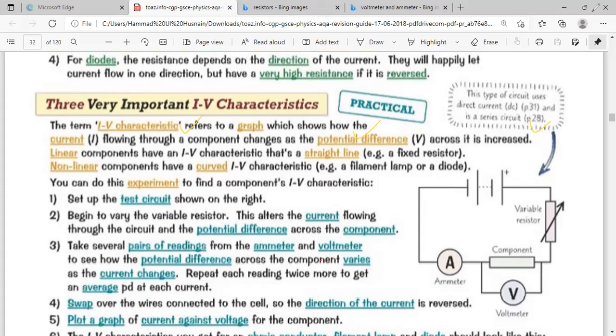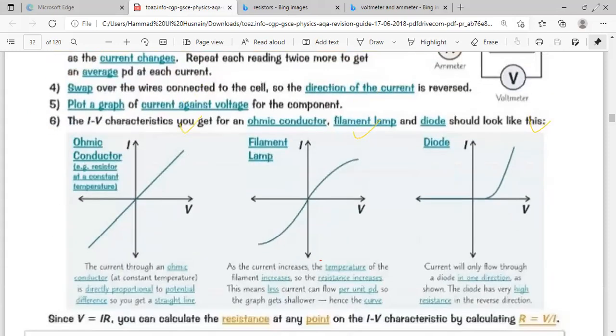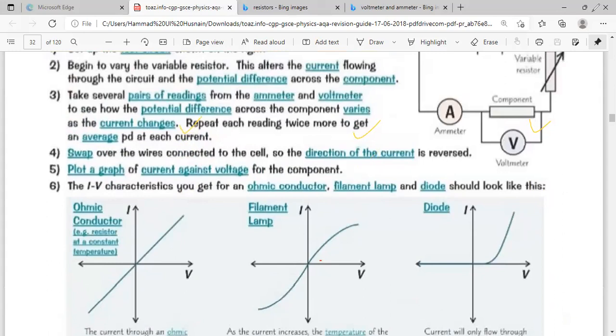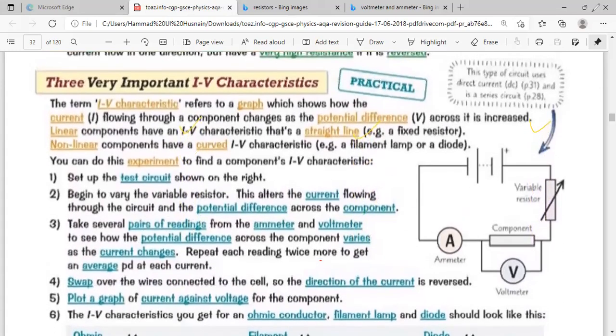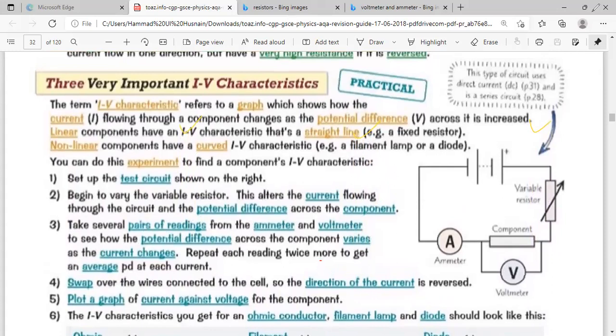Linear components have an IV characteristic that's a straight line. That is, for ohmic resistors or ohmic conductors, we have a straight IV characteristic curve, right? As we have seen here, right? Why is this so? Because in this case, the resistance is the same, so the resistance is not changing. Rather, as the potential difference increases, the current will increase accordingly, linearly. So have you got my point? Yeah. If you have any confusion till now, you can ask Tala.